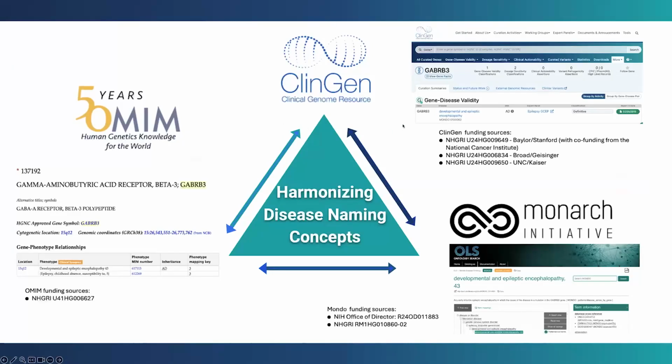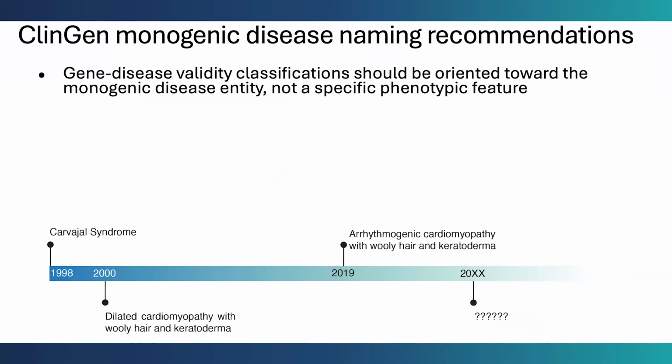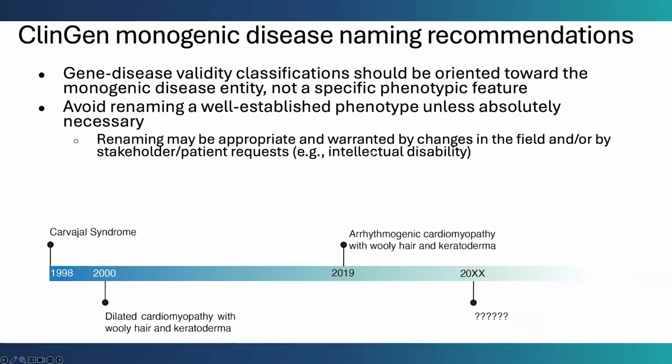So this is that example of where we can curate something on ClinGen's website and make sure that there's a representation on Mondo and that we are explicit on OMIM, and that really comes into our pre-curation efforts. Part of our recommendations, just to tell you, is that gene disease classifications should be oriented toward the monogenic disease entity and not a specific phenotypic feature. We want to also avoid renaming well-established phenotypes unless absolutely necessary.